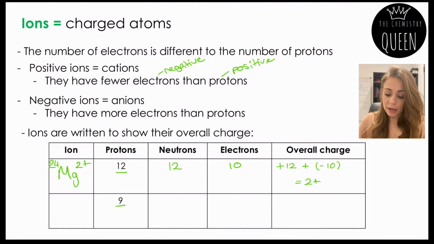For the second example, we've got an element that contains 9 protons in the nucleus of the atom, and by looking at the periodic table, I know that that is fluorine, and fluorine has a mass number of 19. So to work out the neutrons, it's 19 minus 9, which gives us 10 neutrons.